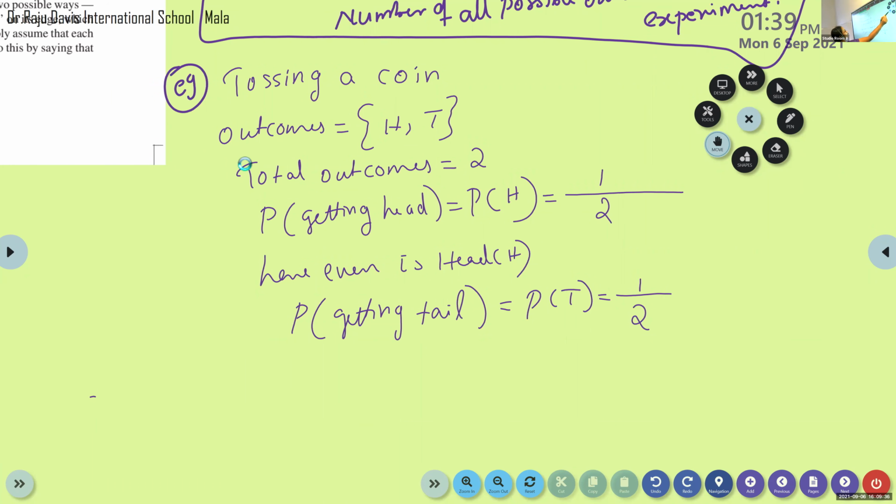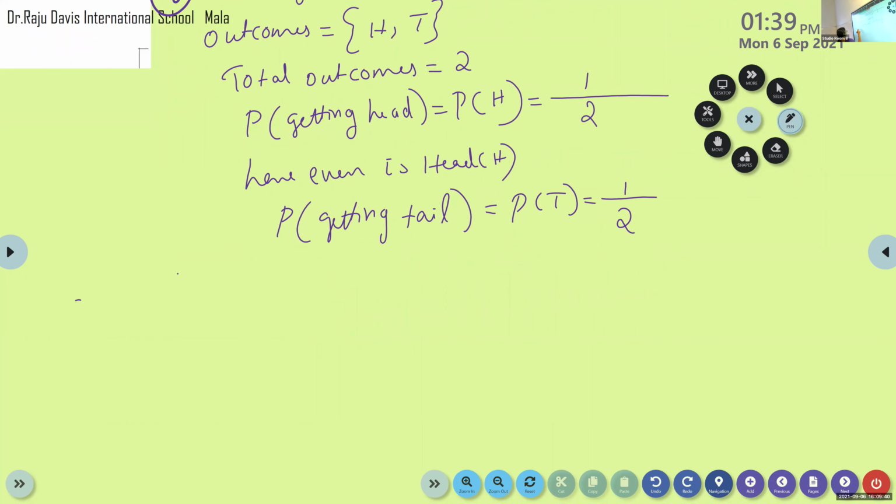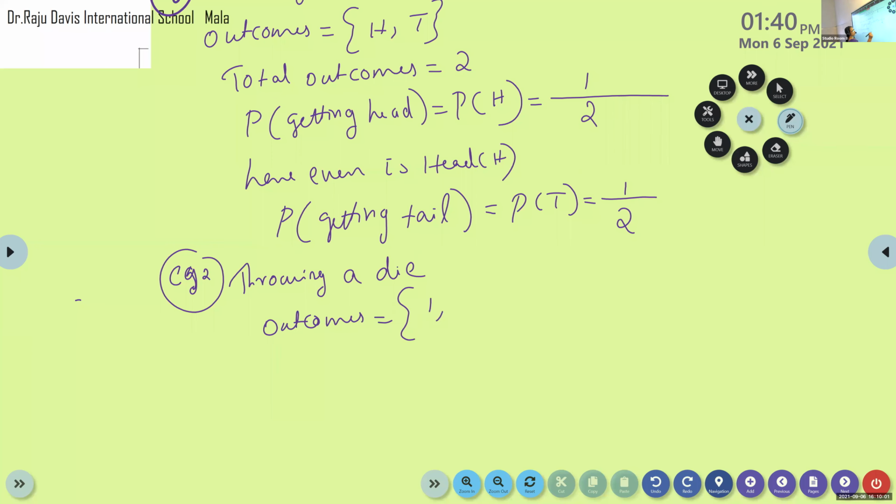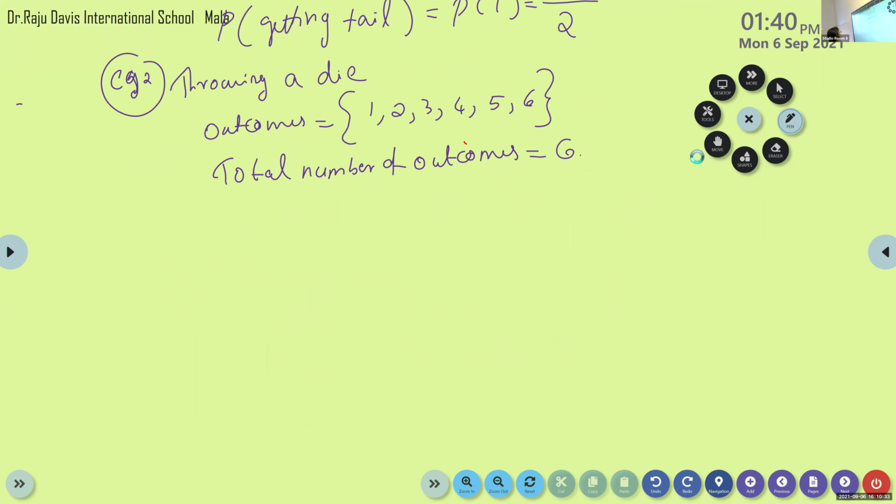Now we will consider the next example, example 2, throwing a die. Okay. So outcomes are 1, 2, 3, 4, 5, 6. These are the possible outcomes if we throw a die. The total number of outcomes is 6.